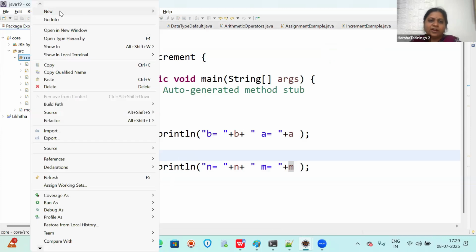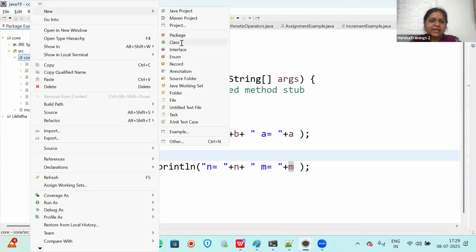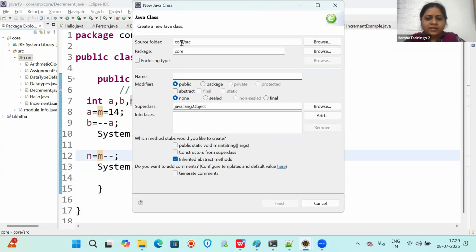Now let us right click on this and say new class. And here I'm going to write one example on both increment and decrement.